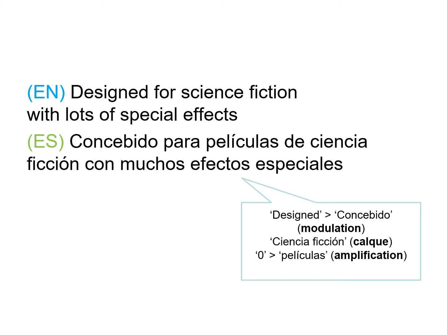And then we have obviously "ciencia ficción." That's a typical example of a calque. We have "science fiction" word for word, "ciencia ficción," calque. And then, as you can see, we have "películas" added in the target language, and this was not included in the source text. So we have an amplification here. So we could argue that we have a small modulation, a calque, and an amplification in this translation segment.